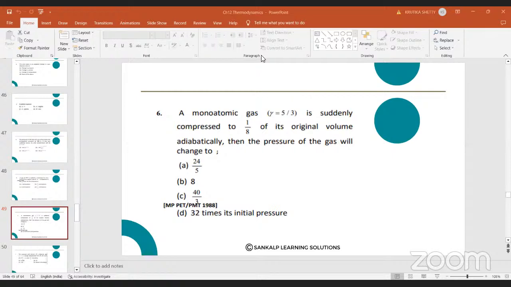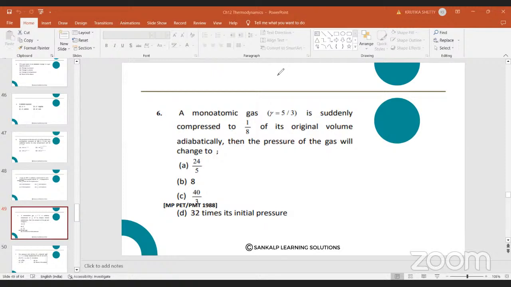Yes, what is the answer? Yes, Lohit, very good. That is option D, 32 times. Everyone understood? Should I repeat it, or have you understood the solution? Yes? Repeat. Okay.